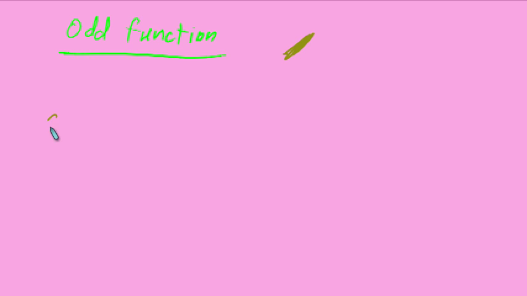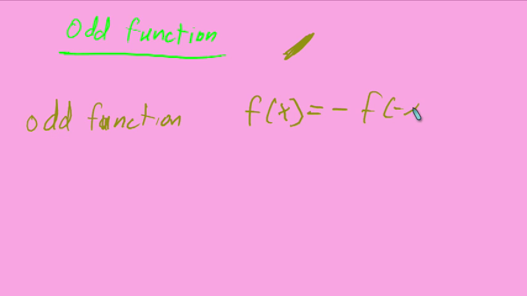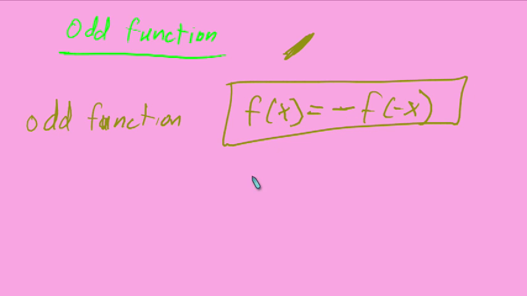For an odd function, I'm just going to skip the graph and go right into the mathematics. You have f of x equals negative f of negative x. That is going to be our mathematical definition for an odd function.